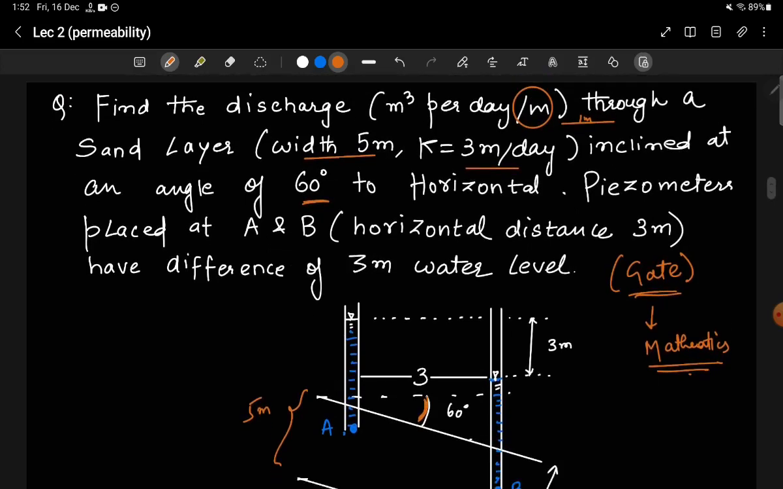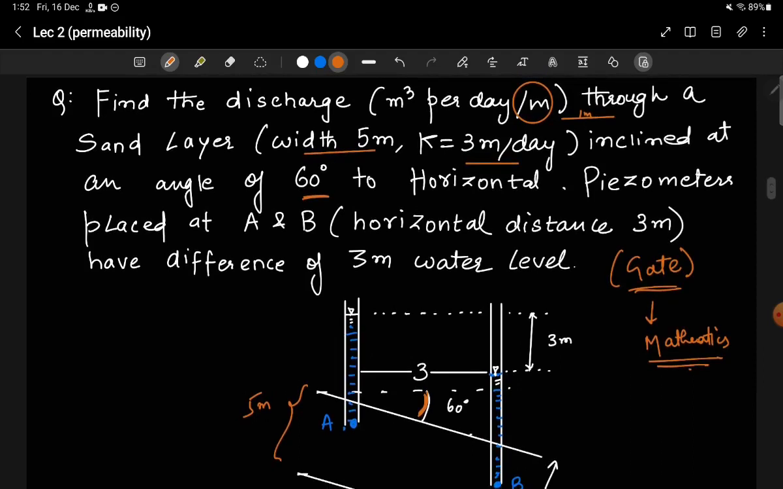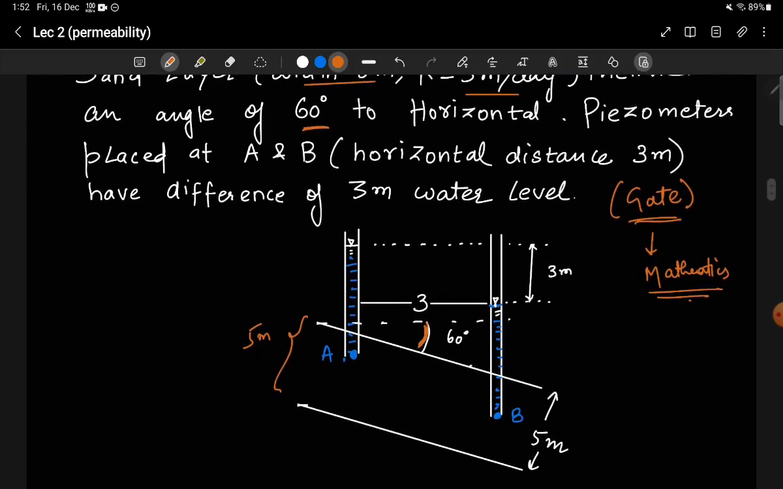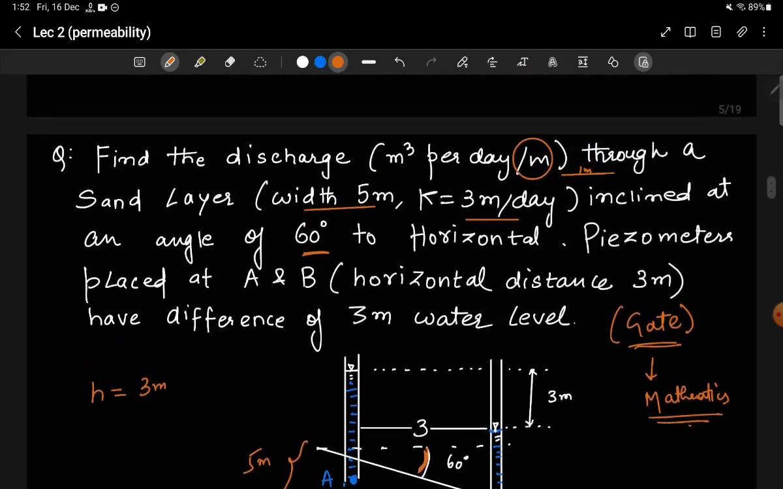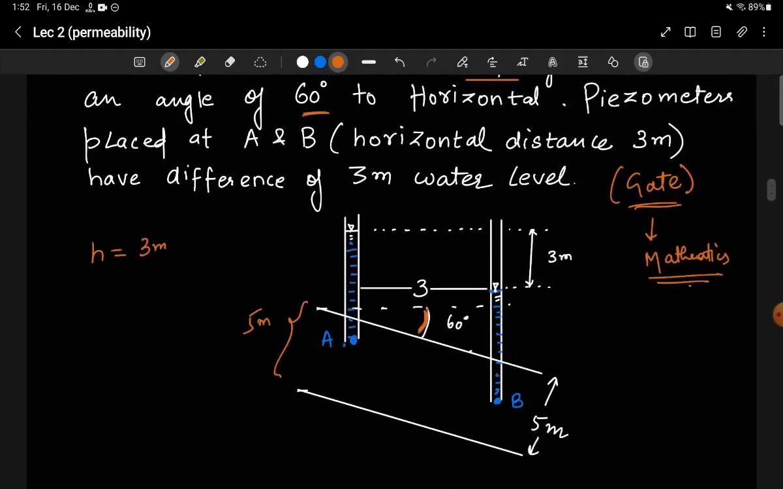The piezometers are placed at A and B. The horizontal distance between the two piezometers is 3 meters. And the difference in water level of these piezometers, that is H, is 3 meters. What they have asked us is the discharge. Now from Darcy we know that discharge can be calculated by KiA, that we know of.